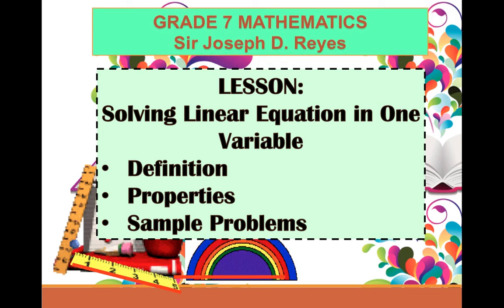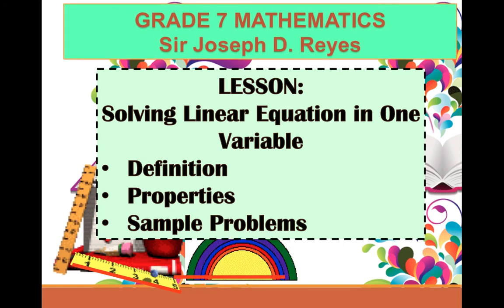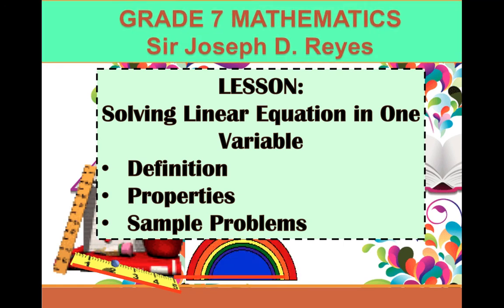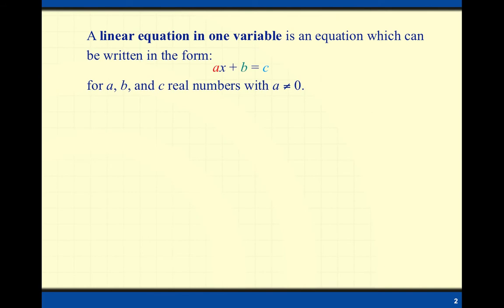Thanks. And now let's proceed to our main topic for today, which is all about solving linear equation in one variable. A linear equation in one variable is an equation which can be written in the form of ax plus b equals c, where a, b, and c are real numbers such that a is not equal to 0. So, paano siya naging one variable? Kasi kung nakikita natin, meron tayong isang x lang dito, which is the equivalent of the one variable in an equation.